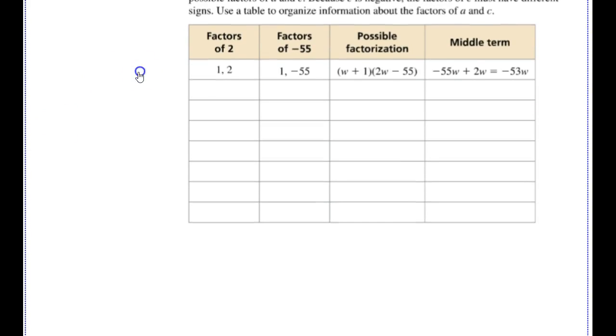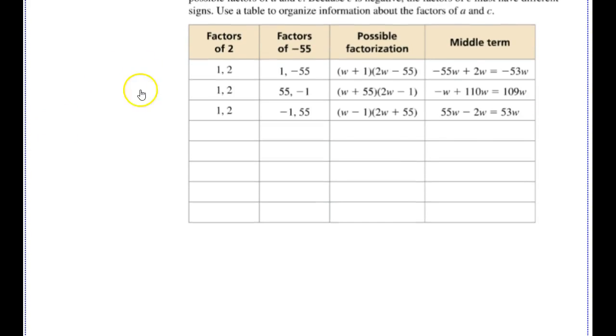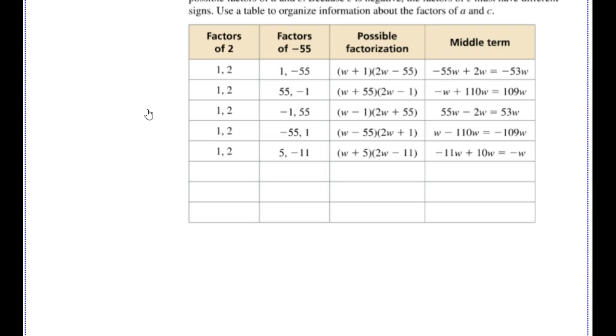So then I just start listing them in my table, right? And I have to just make sure that the order is all correct. So my possible factors of 2 are 1 and 2, and my possible factors of a negative 55. One set here is 1 and negative 55, here it's 55 and a negative 1. Then it's negative 1 and positive 55. Then it's negative 55 and a positive 1.